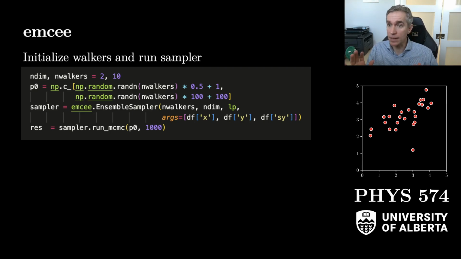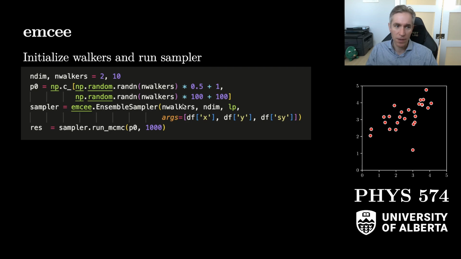Okay, so that's all set up. The preface here is just defining the log probability and setting up our initial conditions. Everything we need to do to run the Markov chain Monte Carlo is in this single line, which is emcee.EnsembleSampler. So this instantiates a sampler.